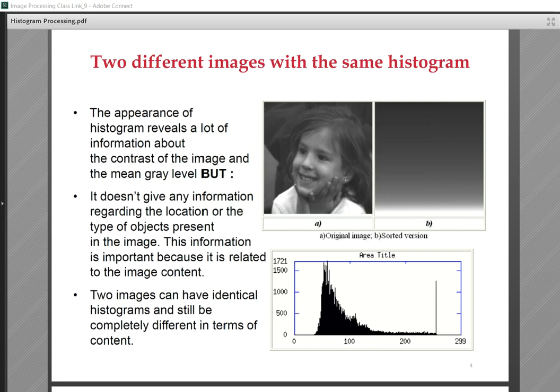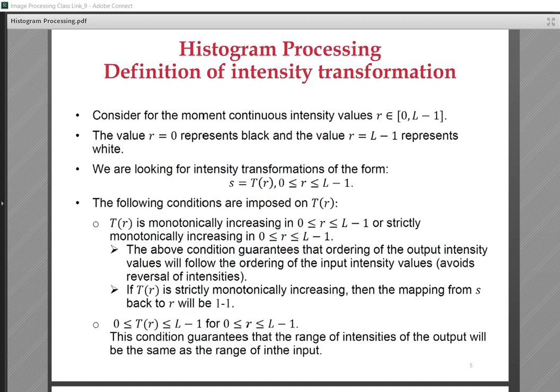That's right. That means in this slide we know that histogram isn't enough. Histogram is very good for defining darkness or brightness and contrast level of an image, but it's not enough for knowing, for example, the contents of all parts of the image. Go to the next slide.